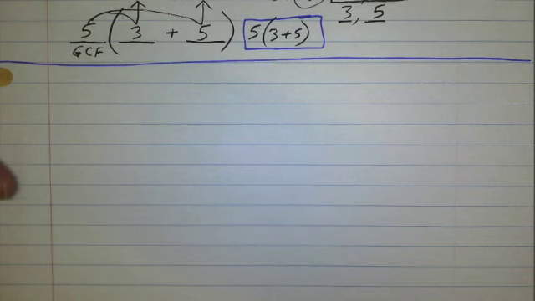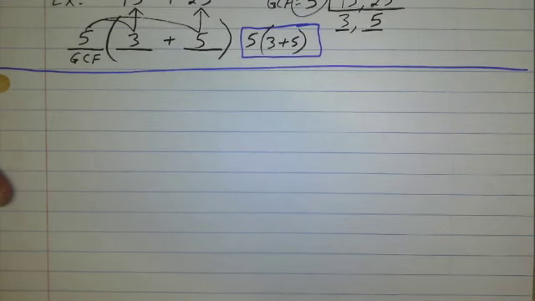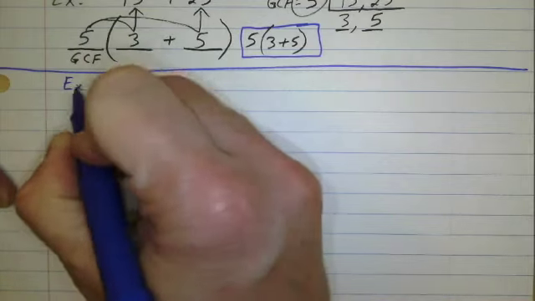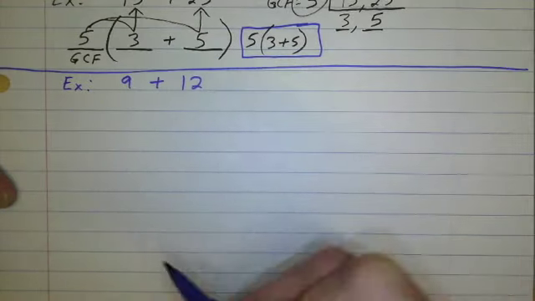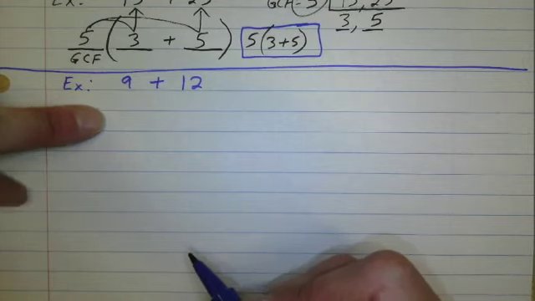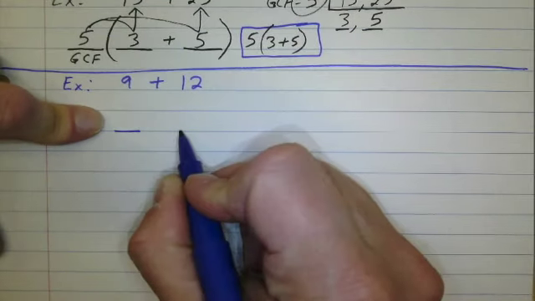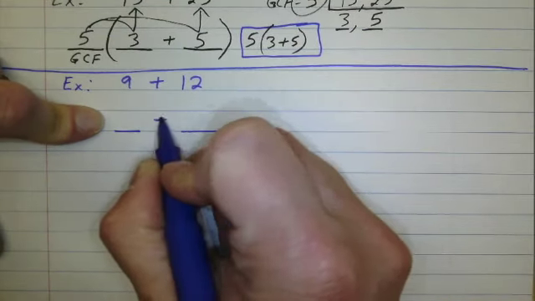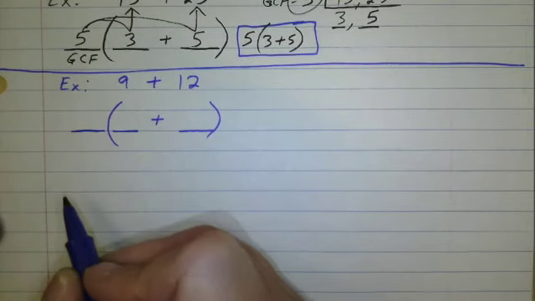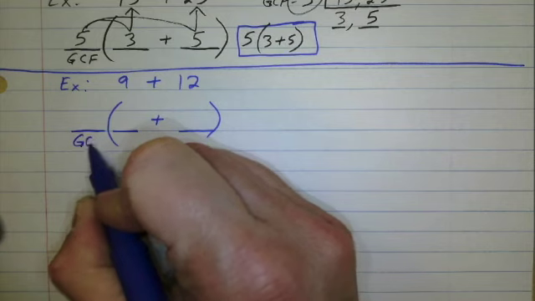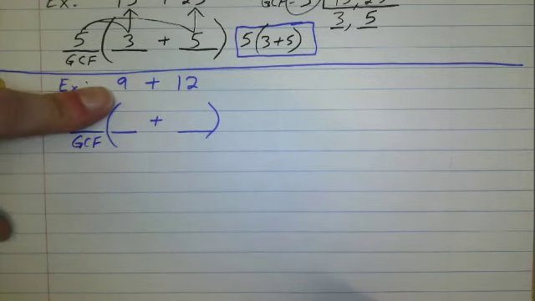Same directions. You're going to rewrite using the distributive property and greatest common factor. The next example we're going to do is 9 plus 12, and we leave a blank. We come down and put a blank under the 9, a blank under the 12, and then the plus sign goes here. These are our parentheses. And out here we label this line GCF. So we need to find the greatest common factor between 9 and 12.